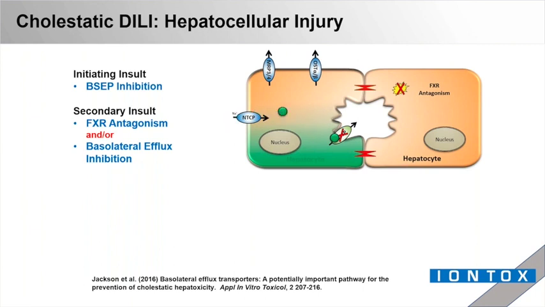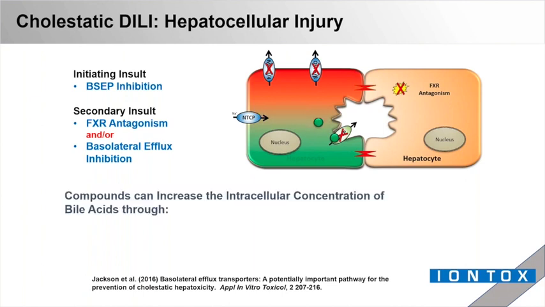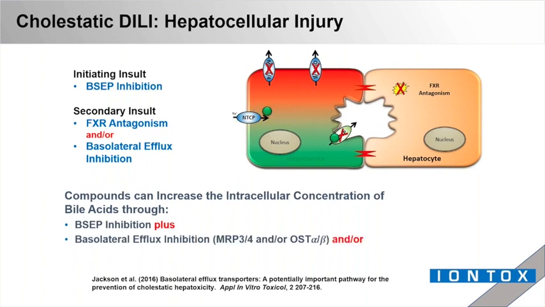However, if we block with FXR antagonism, we then get the subsequent increase, and we can also block basolateral efflux by blocking OST alpha beta or MDR3 or 4, then we get a huge increase, which can lead to liver toxicity. And so compounds can essentially increase the intracellular concentration of bile acid through BSEP inhibition plus some other form of inhibition of other bile acid efflux transporters and or by inhibiting FXR antagonism.